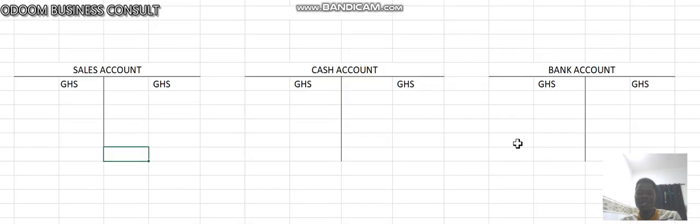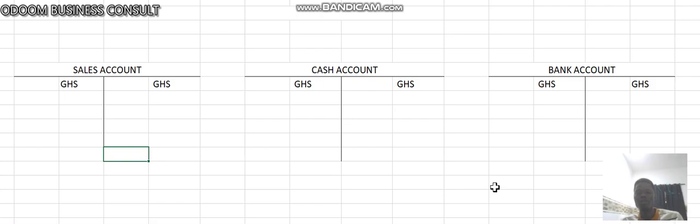Now, as the transaction reads, cash sales banked. So we have to record this transaction in steps, because there's a first part of the transaction and there's a second part of the transaction. The first part of the transaction is that there was a cash sale. We sold for cash for an amount of 40,000. That is what happened at the early stage of the transaction.